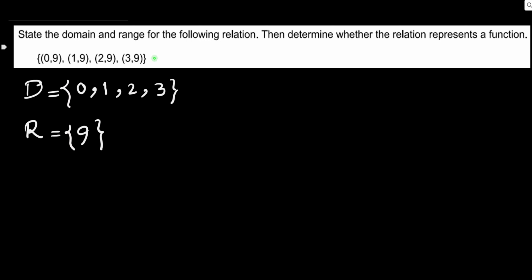And if there is a repeated domain, for example 0 and 1, now your job is to check if 1 and 9 are equal to each other or not. If they're not, then this relation is not a function. But in this case, yes, this is a function.